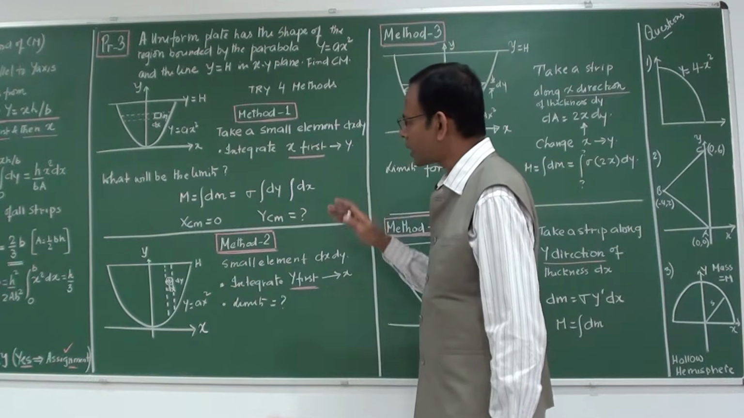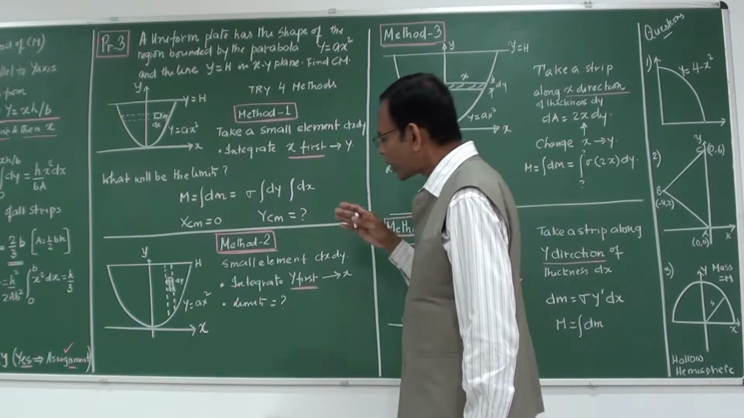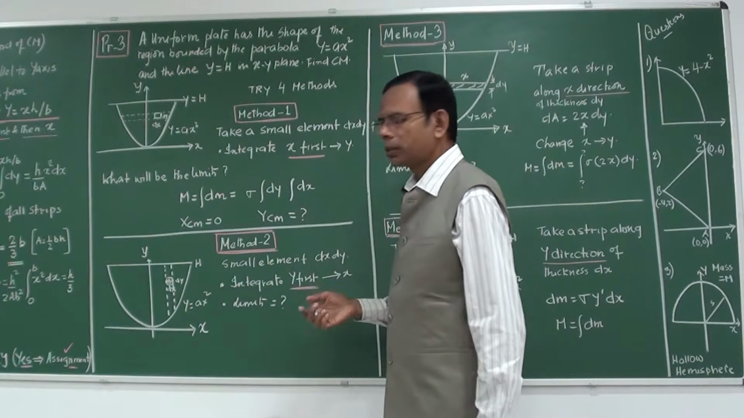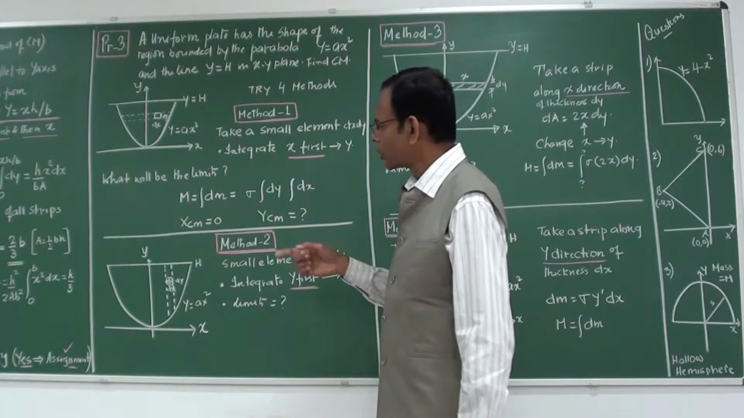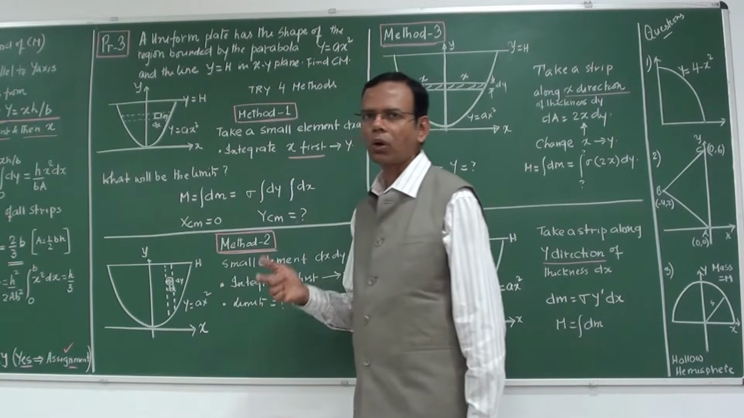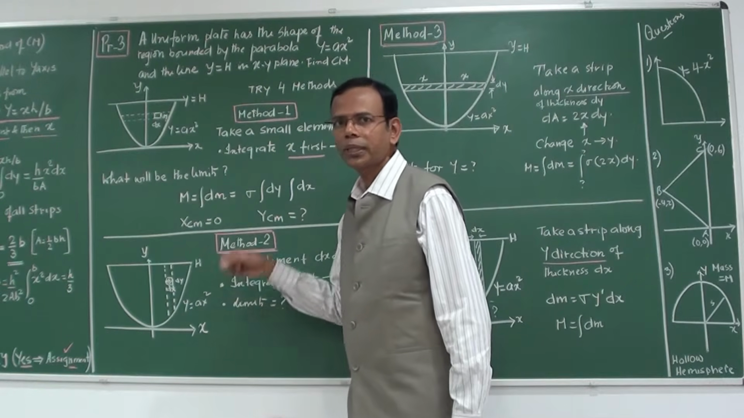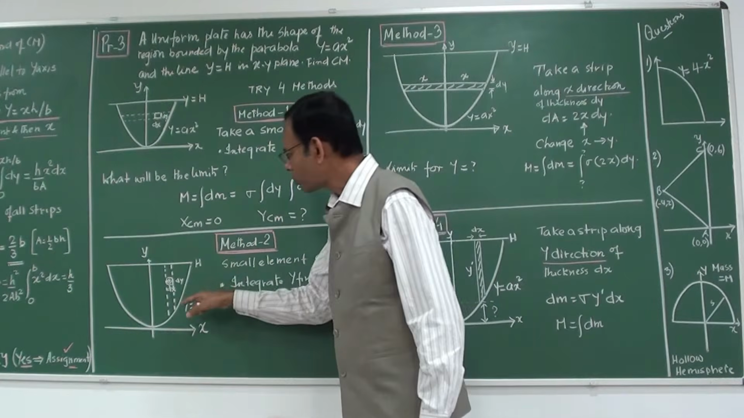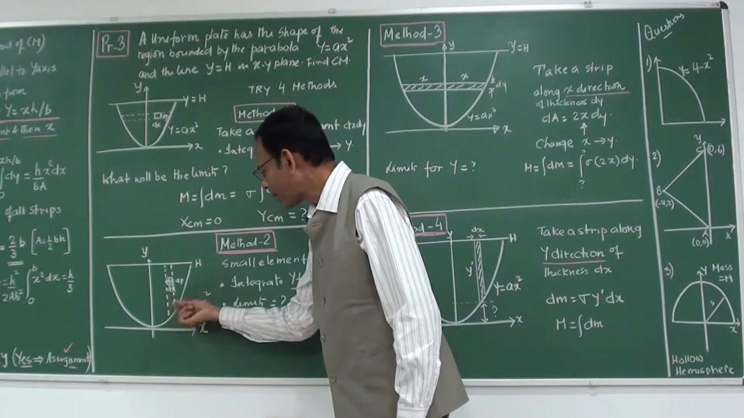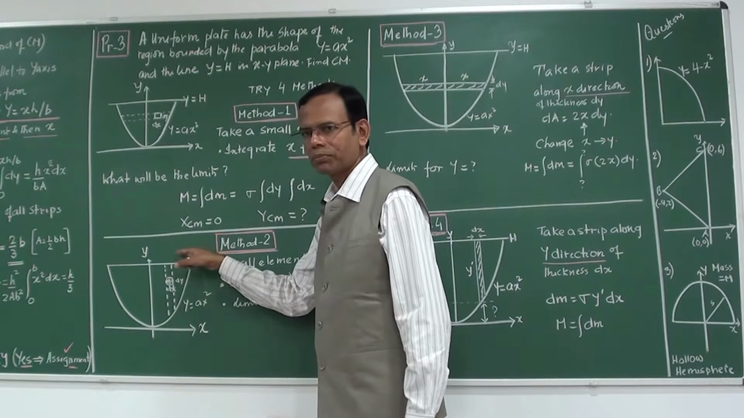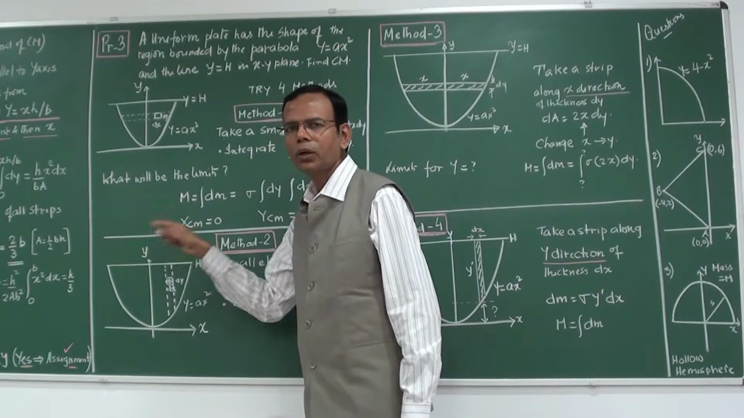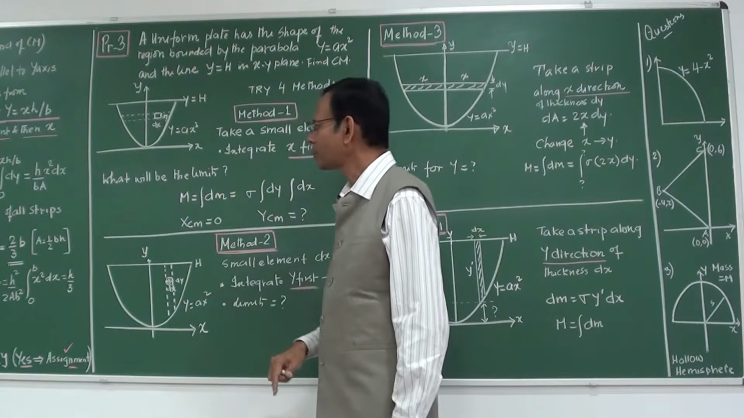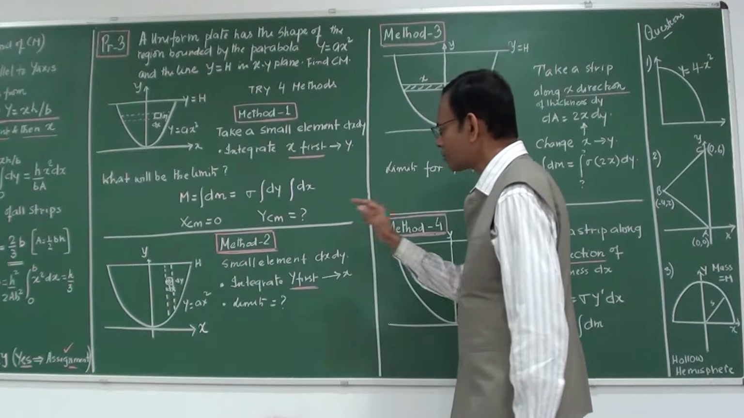So from these examples, what is it that we learn? The thing that we learn is we can take either dx first or dy first, but how to take the limits: you have to see the strip and you have to see the limit of the strip. Then the other quantity, what is the maximum variation in the limit. So that is method 2.